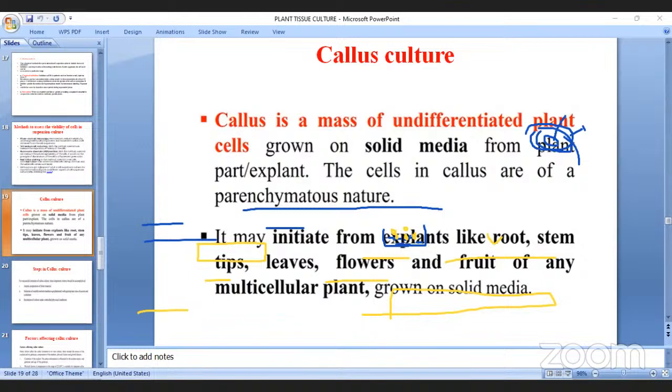Another is handling droplet culture and immobilization bed layer. So these are other techniques of protoplast culture.